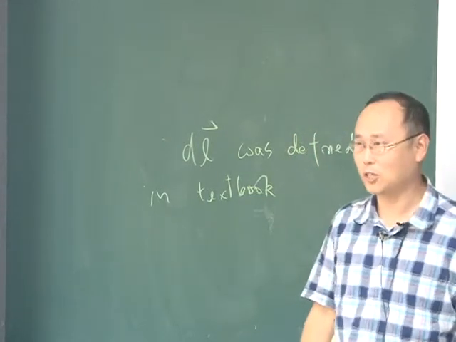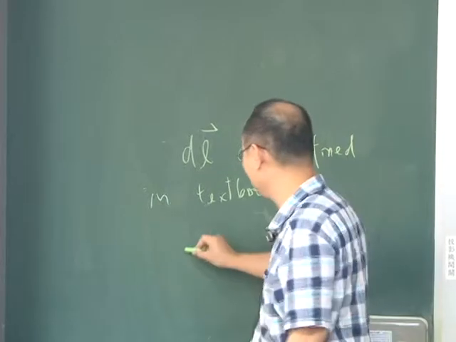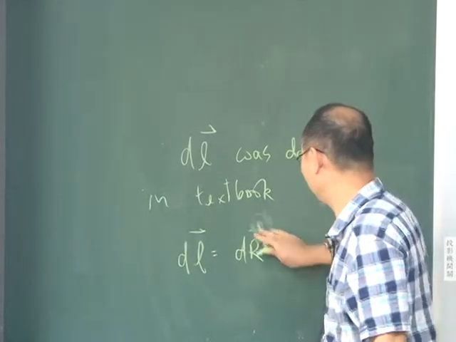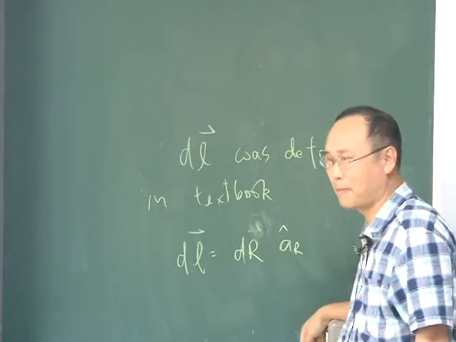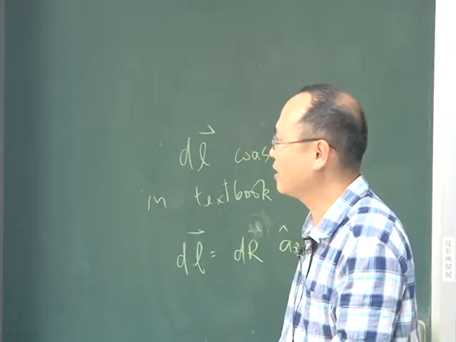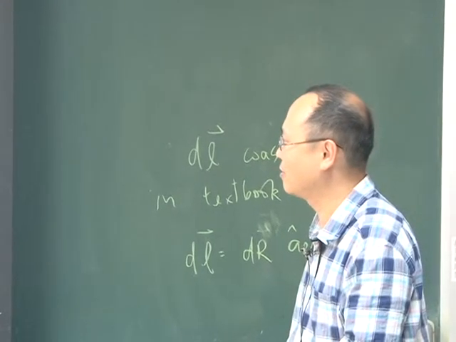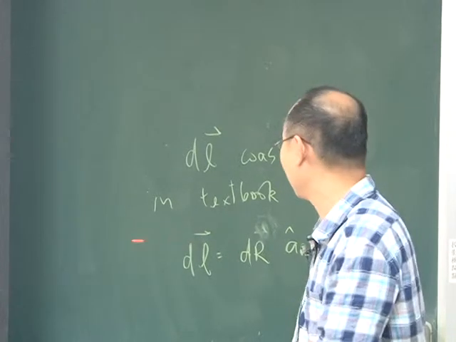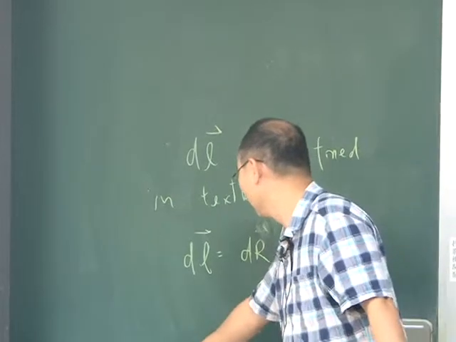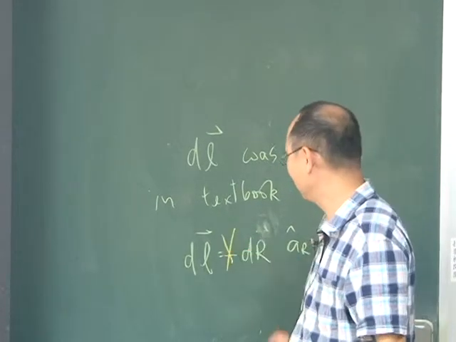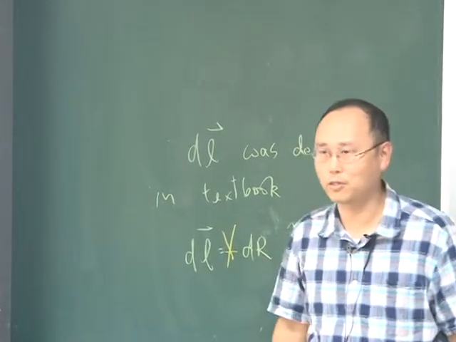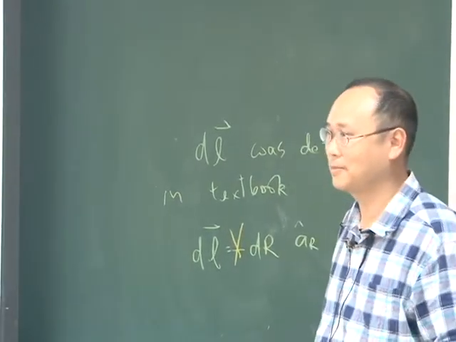不是你可以随便写的。Okay, for this case, your DL is DR, AR. 你注意到在这个计算里头呢 you bring a charge from infinite to some location. This DL is not going to give you a minus R here. No. Okay, DL was defined in your textbook, and you cannot change it.